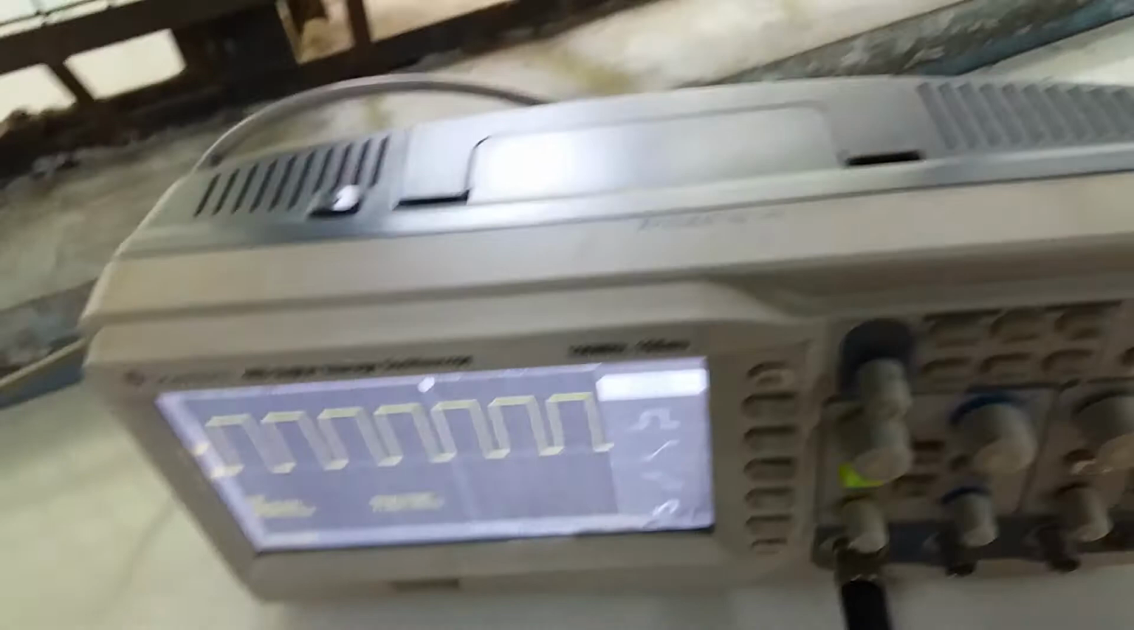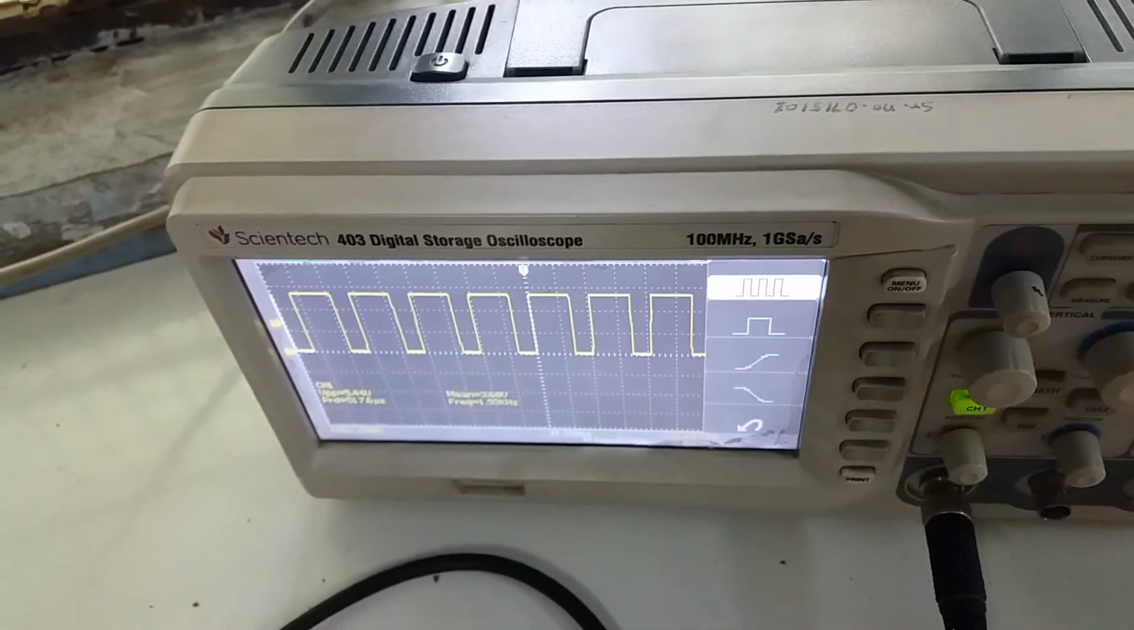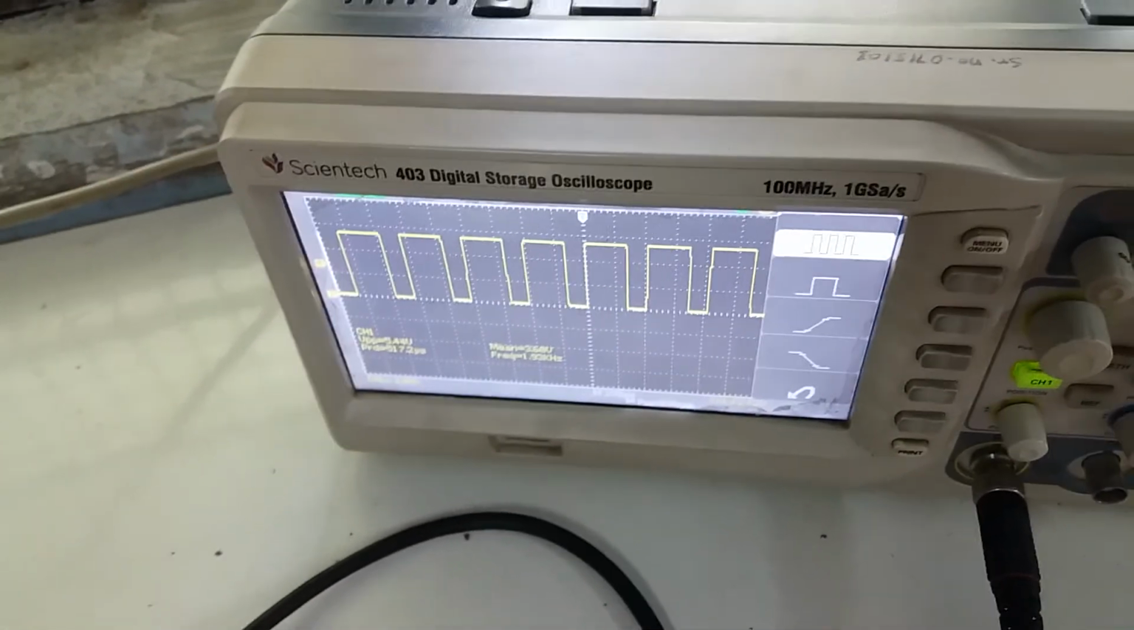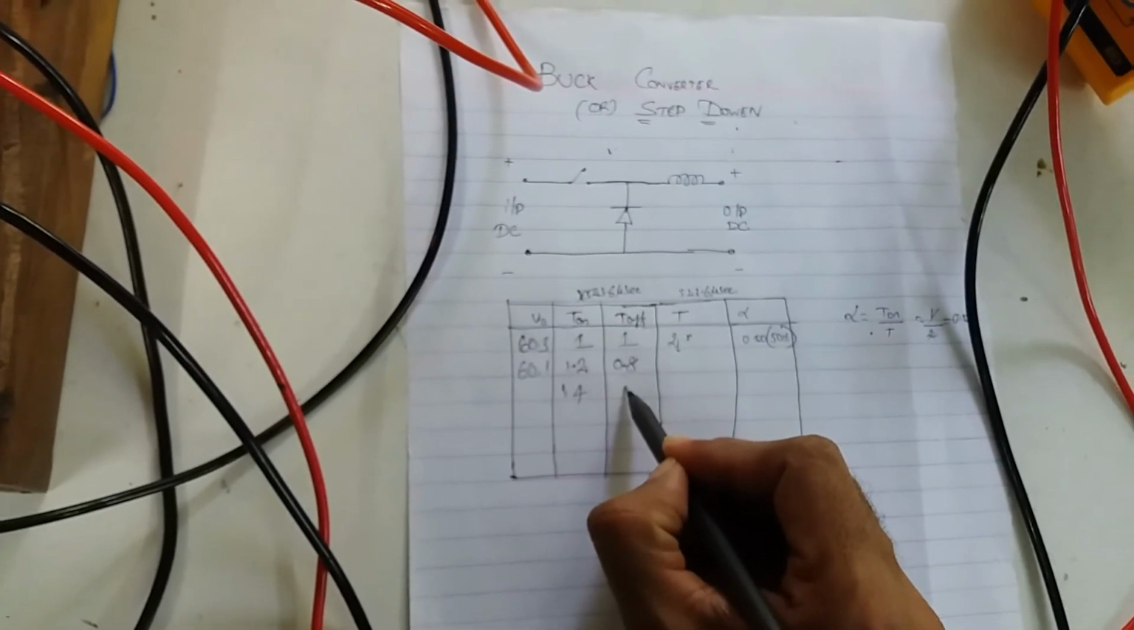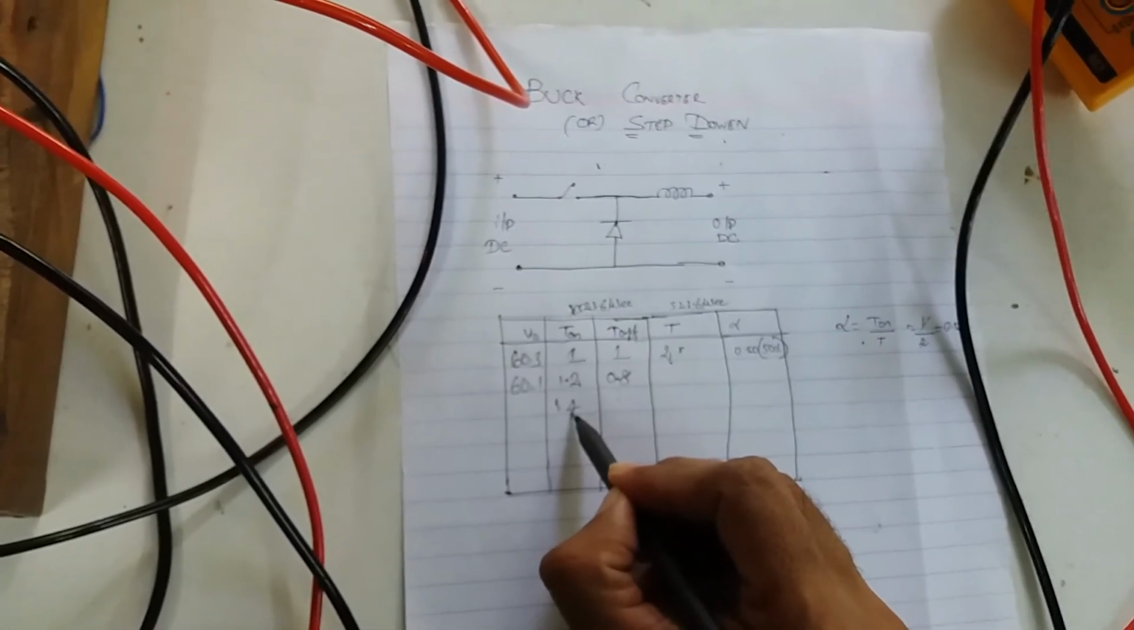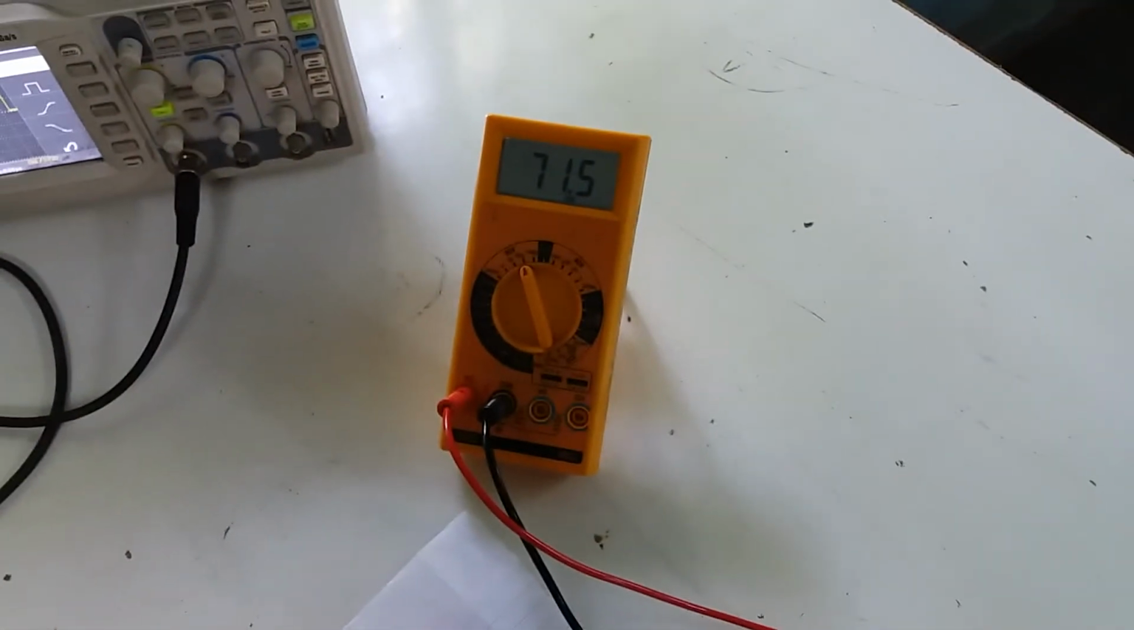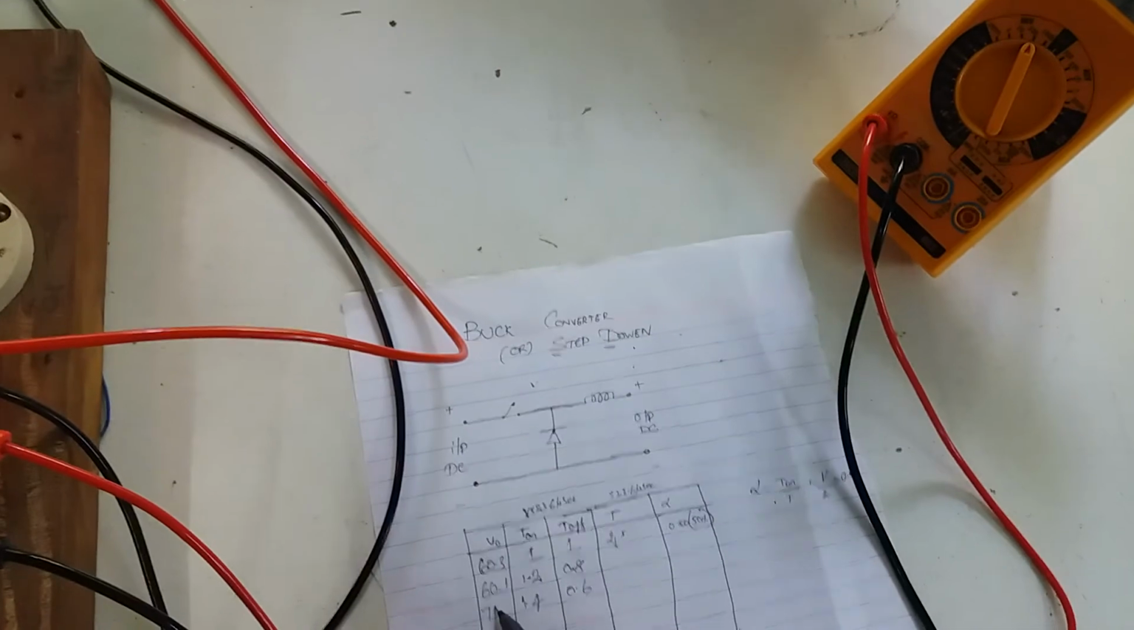7 lines is on time. 7 lines means 1.4, each line 0.2, so 1.4. Then off time is 1 minus 1.4, that is 0.6. What is the output voltage? 71.